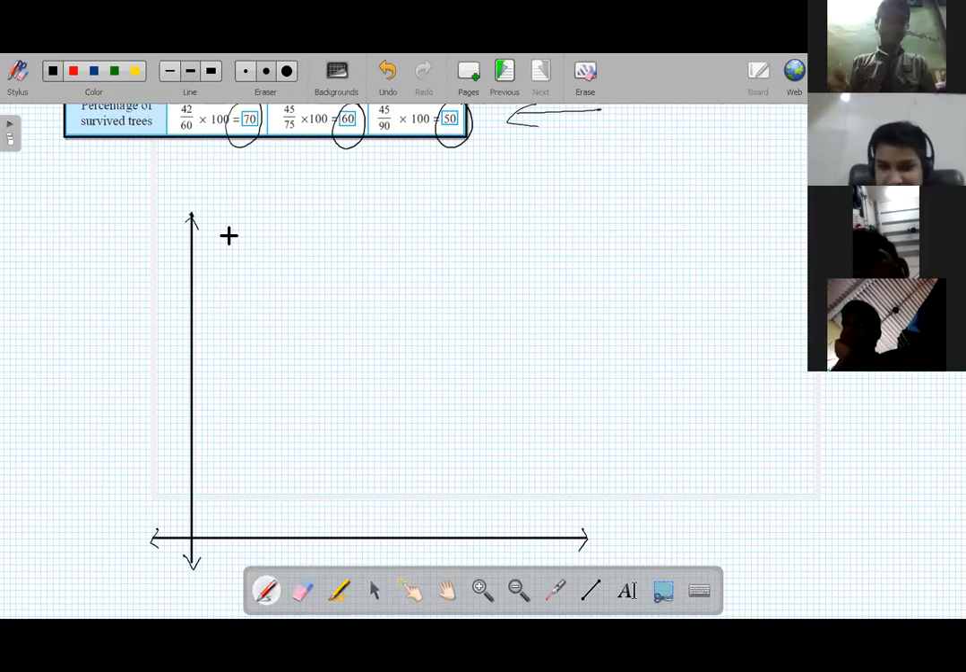Now on the y-axis, you'll have to draw 0 to 100, because it is a percentage bar graph.